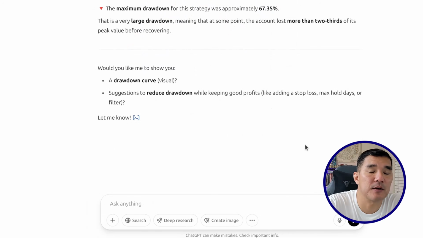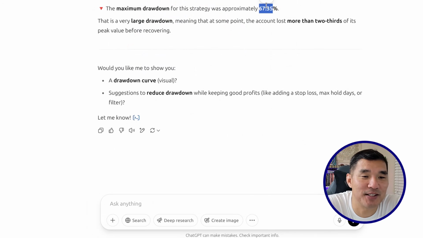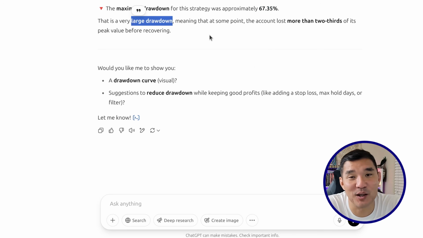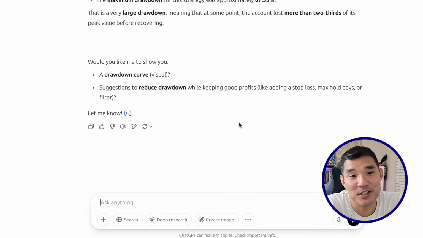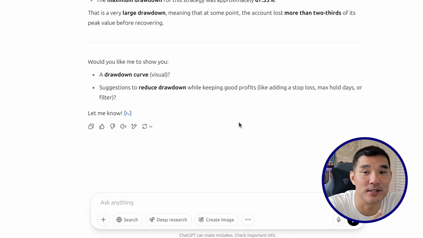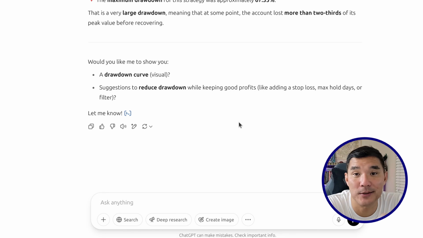Okay, so the maximum drawdown for this strategy was 67.63%. So that is a little rough. There is some room for optimization here, obviously, because that's a very large drawdown, as it says right there. You probably don't want to have that large of a drawdown. One way we could potentially limit the drawdown on this trading strategy is to use stop losses. I didn't use any stop losses because I just wanted a quick and dirty test, right?